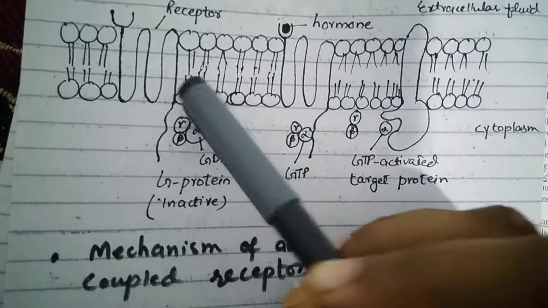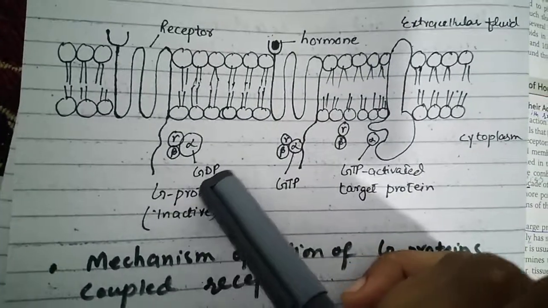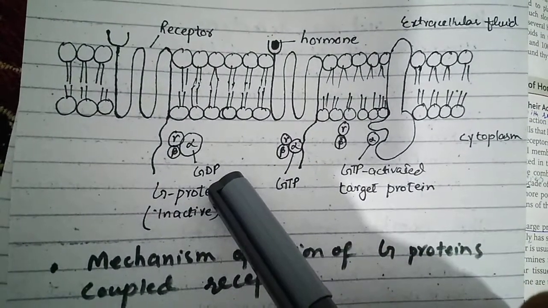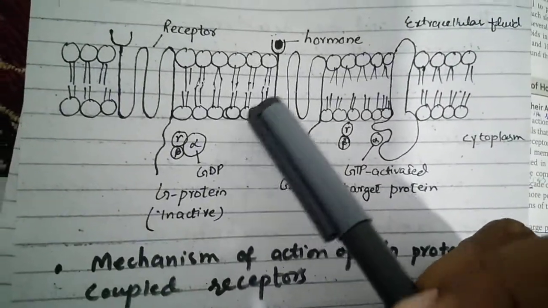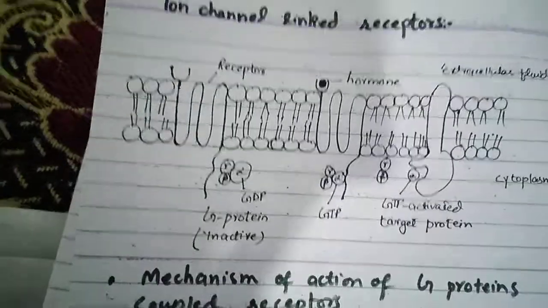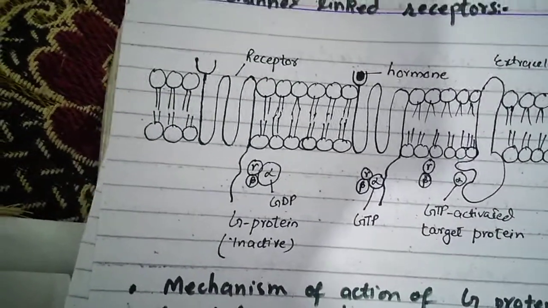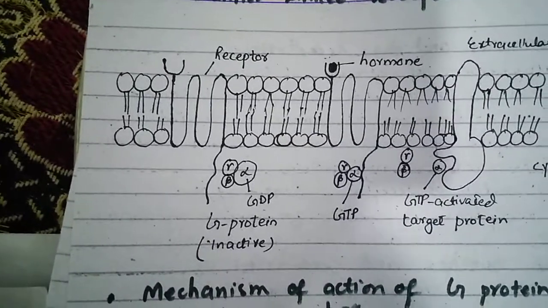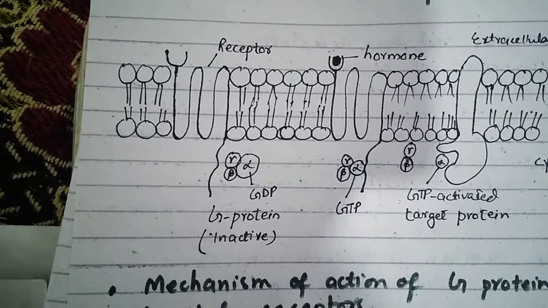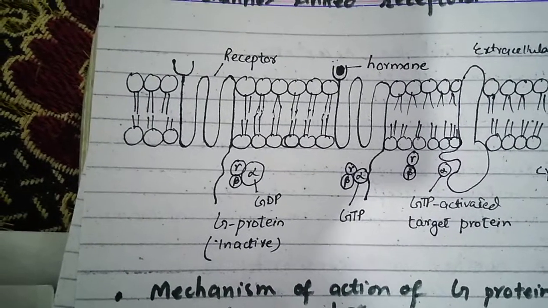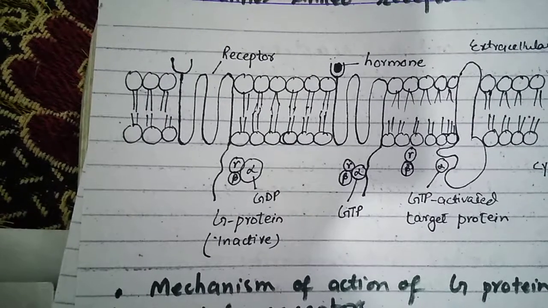In this diagram, G proteins stimulated the reaction, while in some cases G proteins are responsible for the inhibition of the reaction. If this causes the inhibition of the reaction, then these proteins are abbreviated as Gi proteins. And stimulatory G proteins are abbreviated or denoted as Gs proteins.